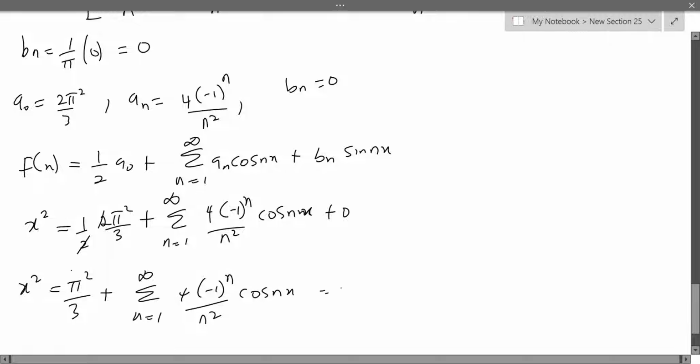If you like, you can still simplify it further by bringing out the 4. Summation n equals 1 to infinity. That is if you like. I didn't say it's compulsory. Then cos nx. So that is all.